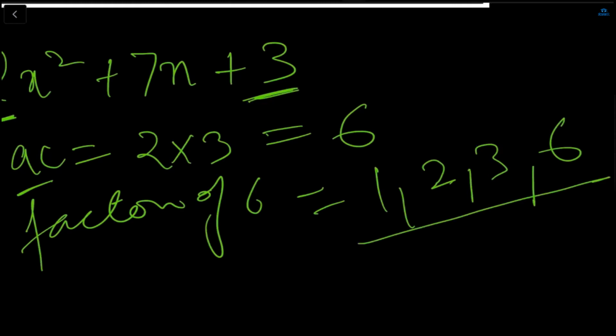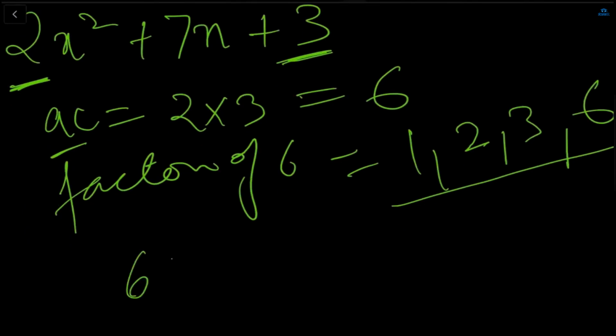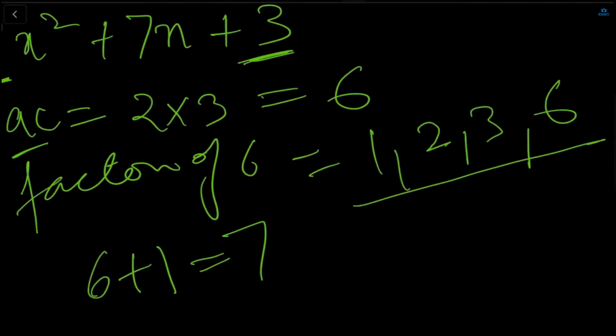Now, which combination of two factors will give you 7? You will get 6 by 2 into 3, or 6 ones are 6. Now, which will give you 7? 6 and 1. If you add 6 and 1, it will give you 7. If it was written 5x instead of 7x, then you would use 2 and 3, because 2 plus 3 is 5. Don't use 1 and 6 then, because the multiplication should give you 6 and the addition should give you B. Understood? So here it is 7, so we are going to use 6 and 1.